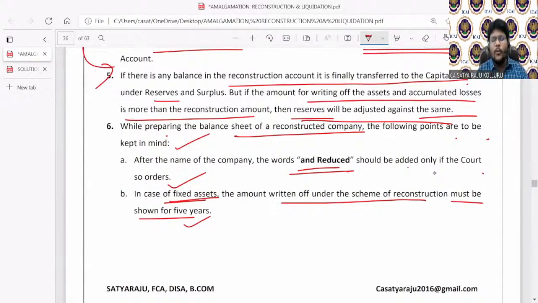We already did point number A. At the time of preparation of the balance sheet, we are using the words "and reduced." And one more important point he is telling: if there is a reduction in the fixed assets related to PPE or intangible assets during the process of internal reconstruction, you should clearly provide a disclosure while preparing the balance sheet, guys. This is the end of theory.